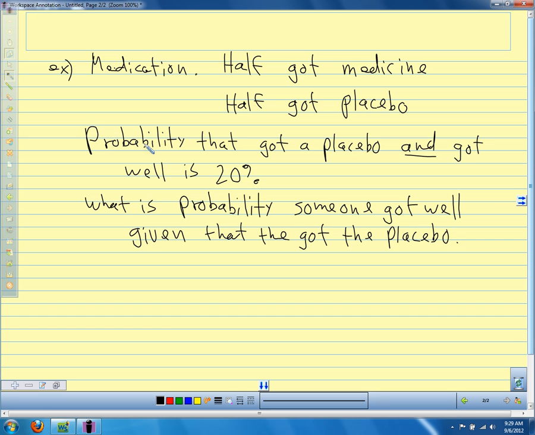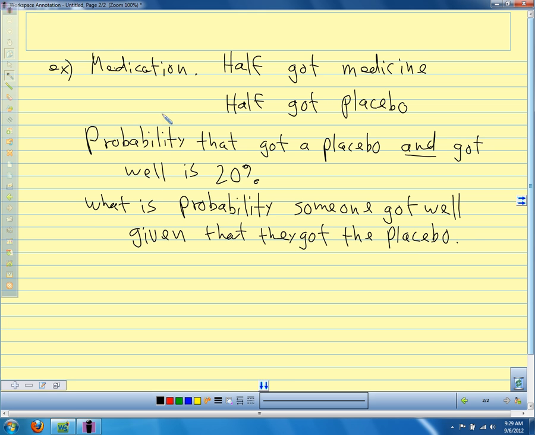So this is like what we did with our two-way frequency tables. This 20% probability is using the total number of patients from the study. It's like using the total number in the two-way frequency table. The probability that someone got well given that they got the placebo is like looking only in the placebo category. We're looking only at those people, and we want the probability that they got well, given that they got the placebo.